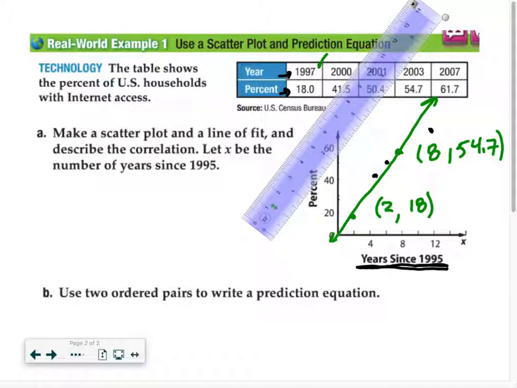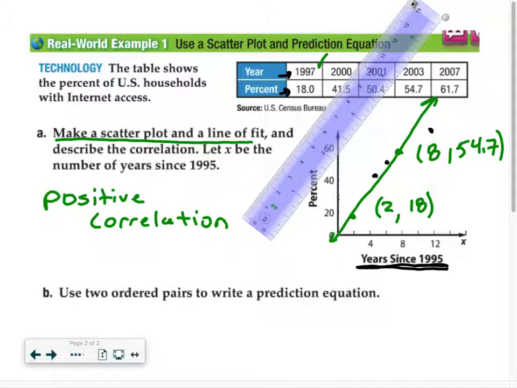So there's our, we've made the scatter plot and line of fit. We've drawn that, and then we've described the correlation. I guess we kind of skipped out on that part, but clearly this line has a positive slope, so this would be positive correlation.